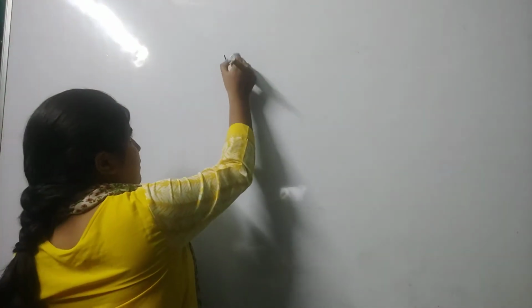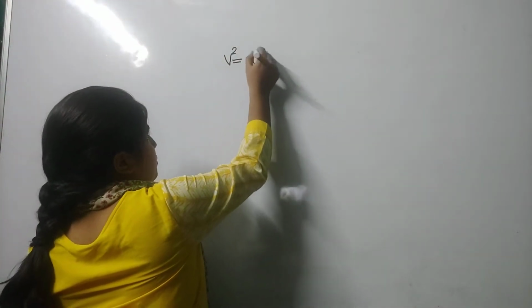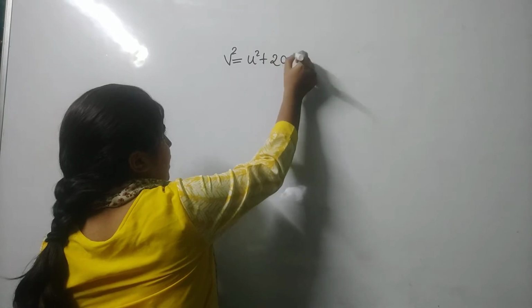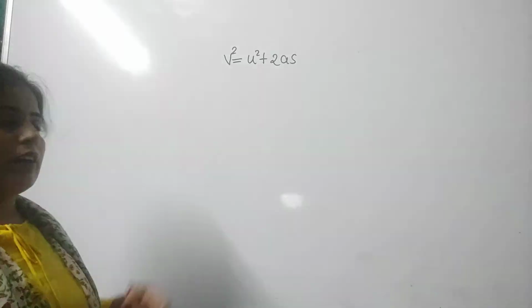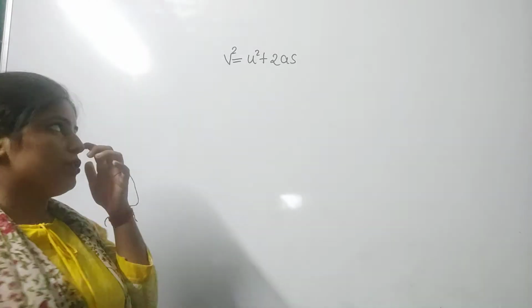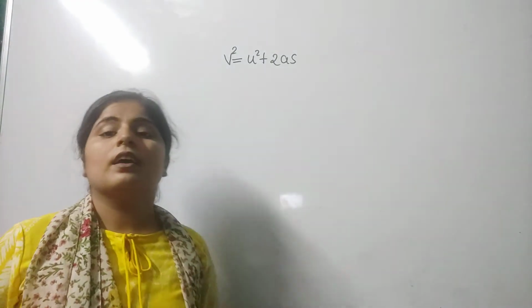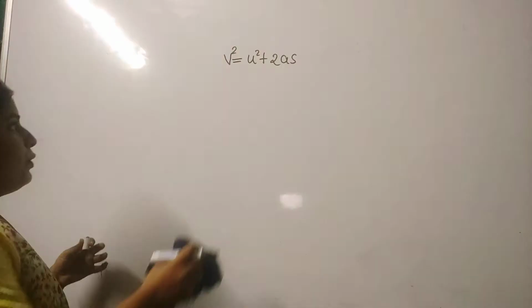Children, I am going to derive the third equation of motion, that is v square equal to u square plus 2as. Here v represents the final velocity of an object, u represents the initial velocity, a represents the acceleration and s represents the displacement. To derive this equation, we have to draw the velocity-time graph.